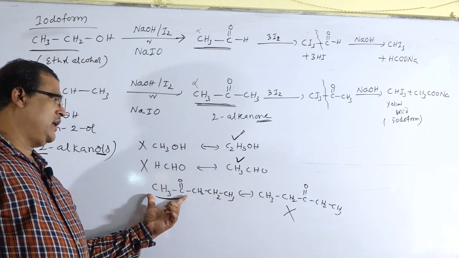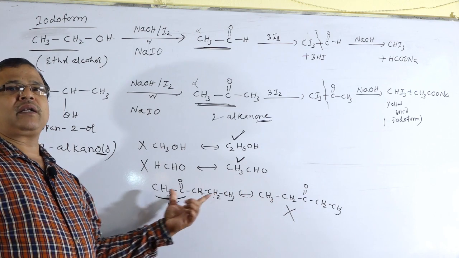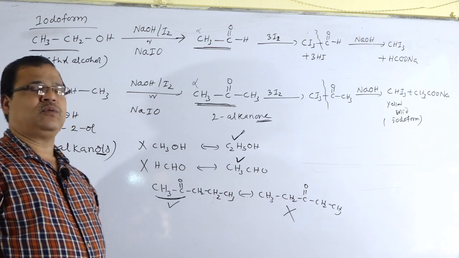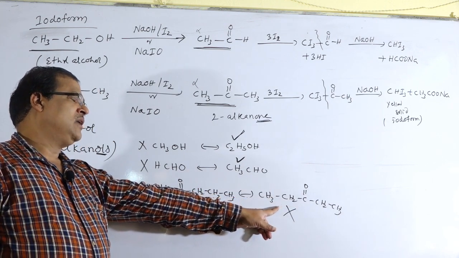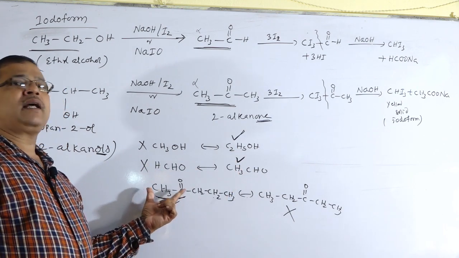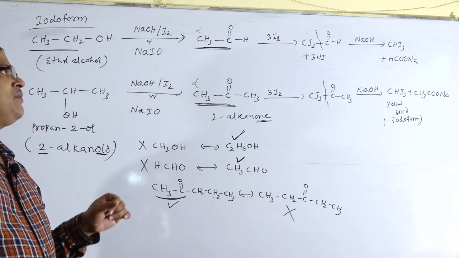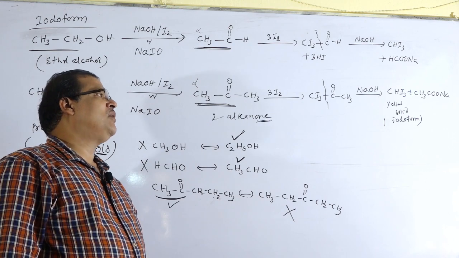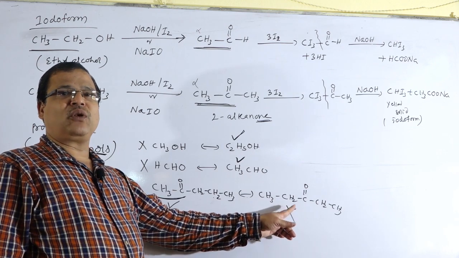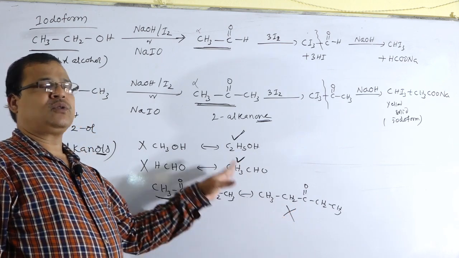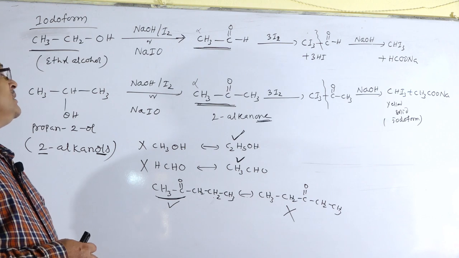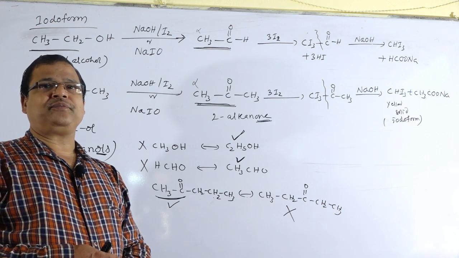And pentan-2-one and pentan-3-one. Pentan-2-one contains the CH3CO group. Pentan-3-one has no such CH3CO group, so it does not respond to the iodoform test. Whenever ethyl alcohol, acetaldehyde or pentan-2-one is treated with NaOH and I2, a yellow solid of iodoform forms. But methyl alcohol, formaldehyde and pentan-3-one do not respond to the iodoform test. So the iodoform test clearly distinguishes between methyl alcohol and ethyl alcohol.